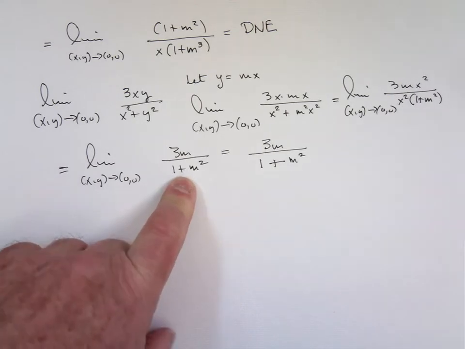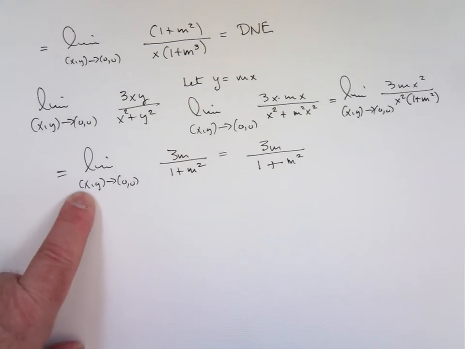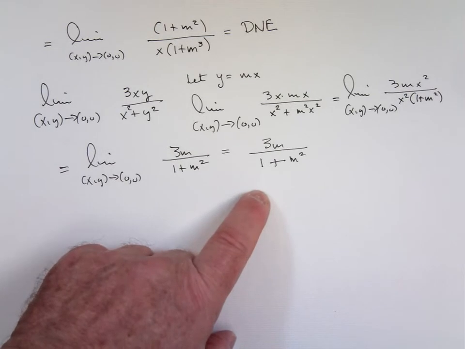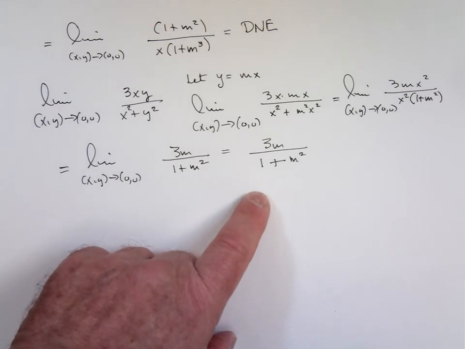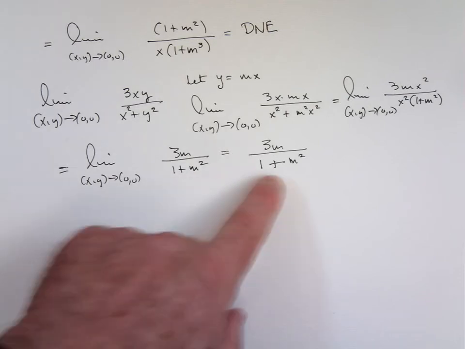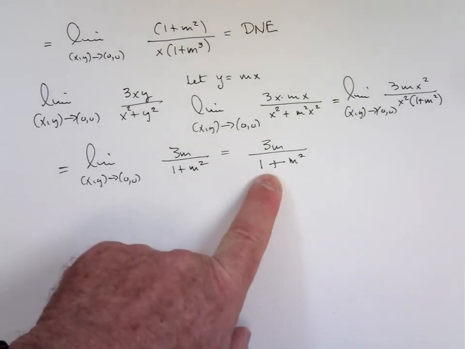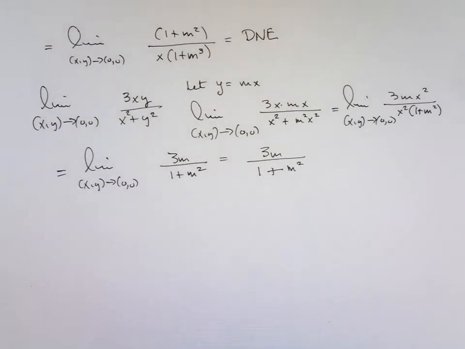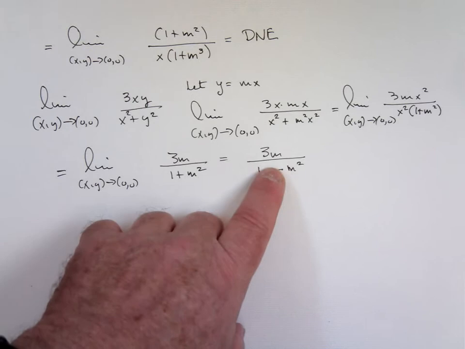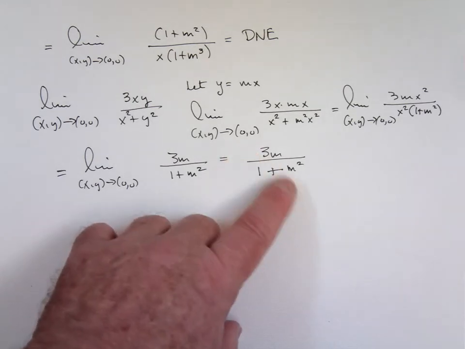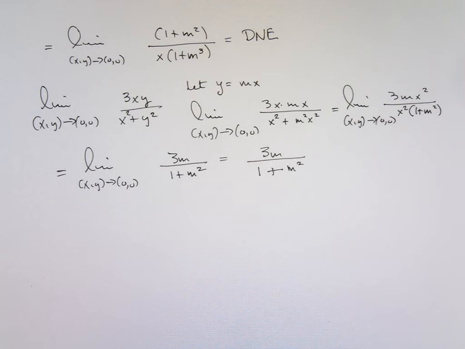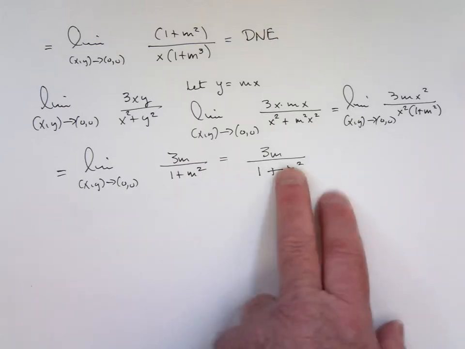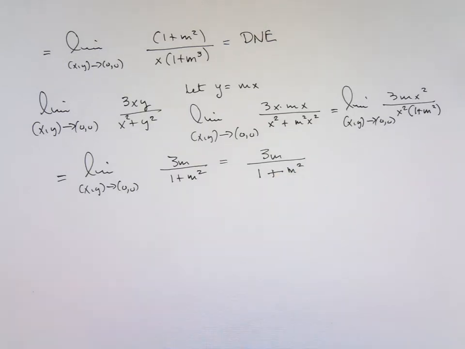And if we have no more x's, as (x,y) goes to (0,0), m doesn't care, because there's no x's in this expression. So it's equal to 3m over 1 plus m squared. Now, what does that mean as far as the limit is concerned? It depends on m. Let's suppose m is 1. If m is 1, we get 3 halves. That will be the limit. So if we approach the origin along the line y equals x, that limit will be 3 halves.